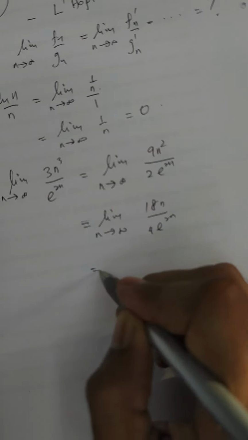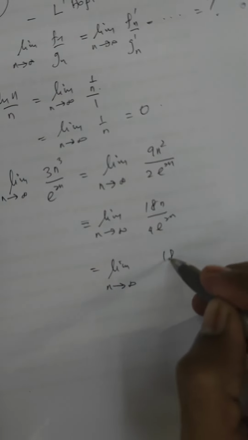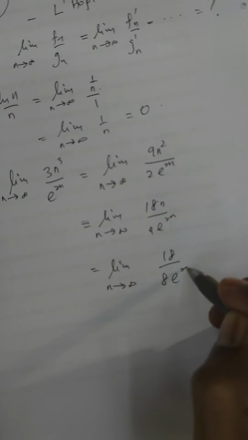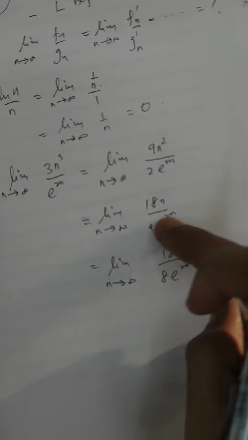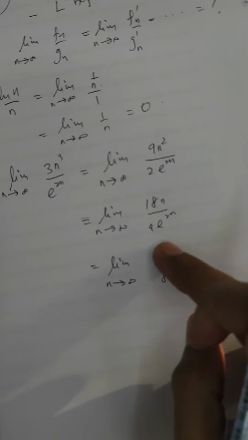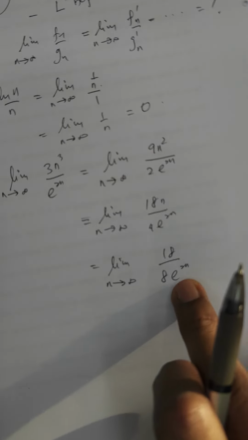Differentiate again, so we have the limit as n goes to infinity of 18 over 8e^2n. Now if you take the limit of this, of course the numerator is free of n, whereas the denominator is exponential in n. Which means that goes to infinity very fast, whereas the numerator is fixed at 18, just a constant. So this gives you 0. So that you got the solution.